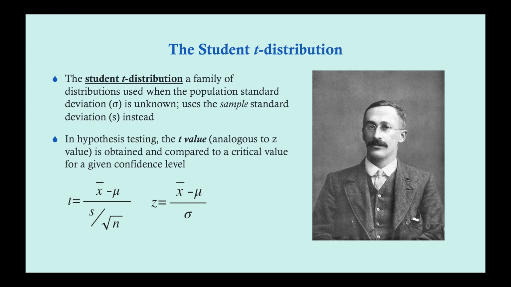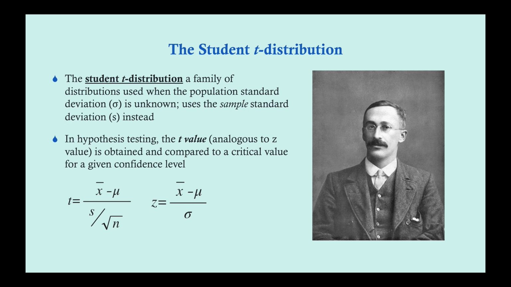So if you're told population standard deviation, use your Z and your normal curve. If you're told a sample standard deviation or you're told population standard deviation is not known, then use your T. So in hypothesis testing, the T value is obtained and it's compared to a critical value which is obtained for a given confidence level. You can get your critical value by knowing your confidence level, but for the T distribution, it's a little bit more complicated than that, and we'll talk about that on the next 2 slides. So remember, to obtain your Z value, which we talked about in previous videos, it's very simple.